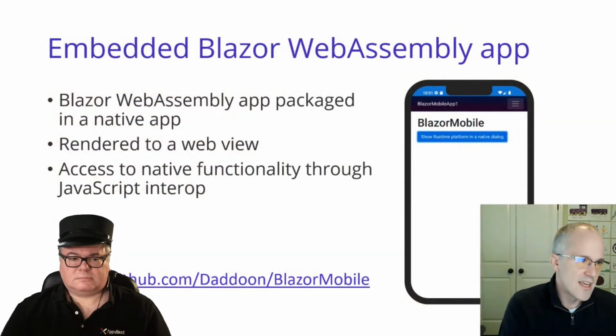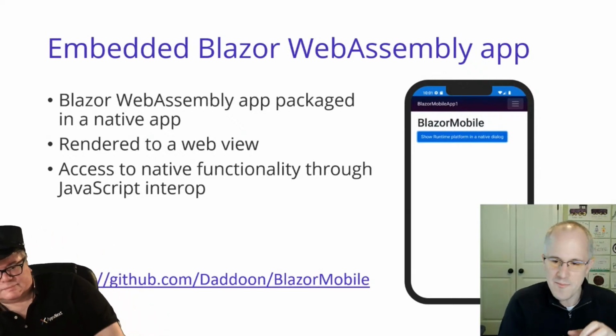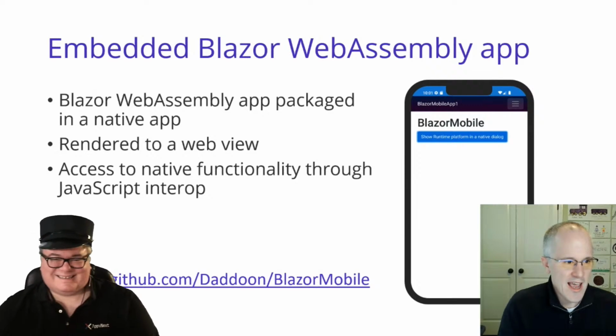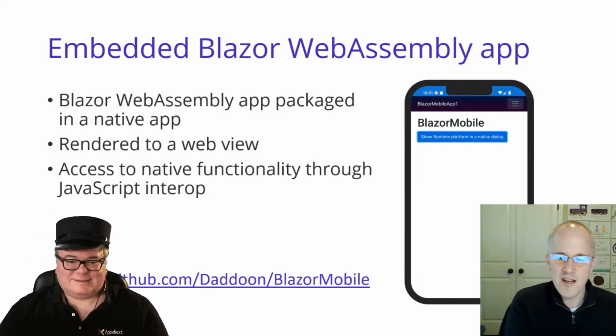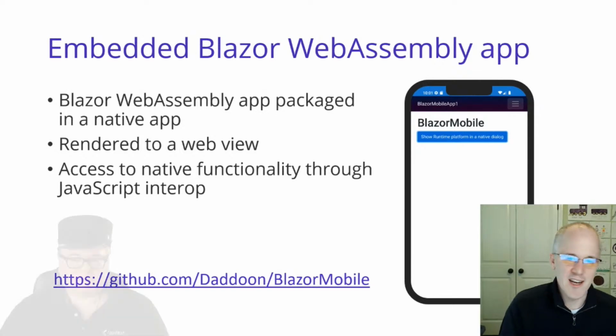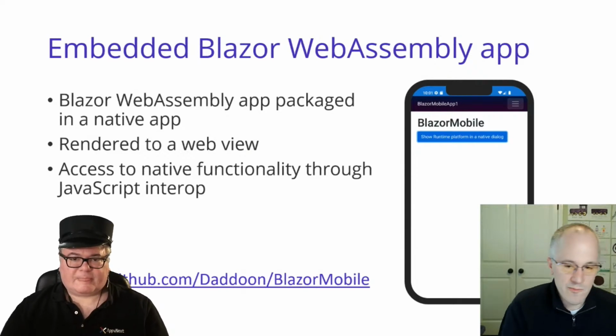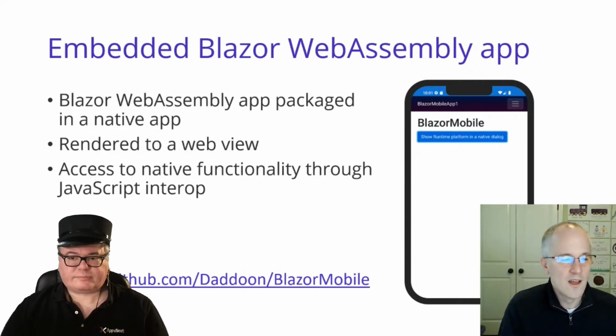The first one is to take a Blazor WebAssembly app, zip it up as an embedded resource, and just package it inside of a native application, and then render it in a web view. That's kind of like a Cordova style app or an Ionic style application, where you've basically taken a web app and packaged it up inside of a native application. You can do that with Blazor as well.